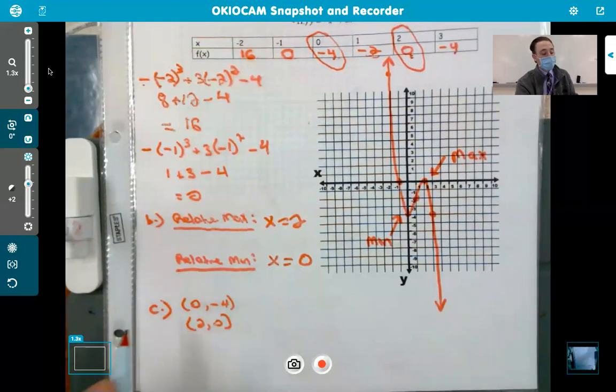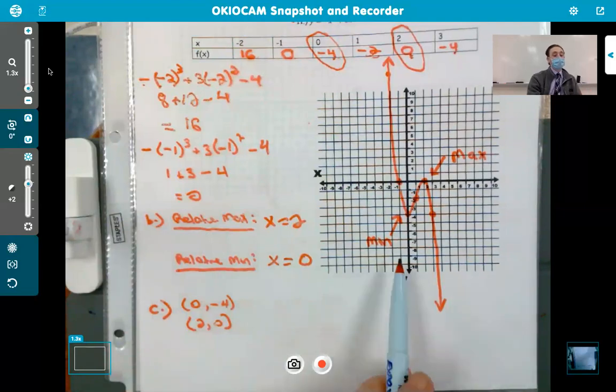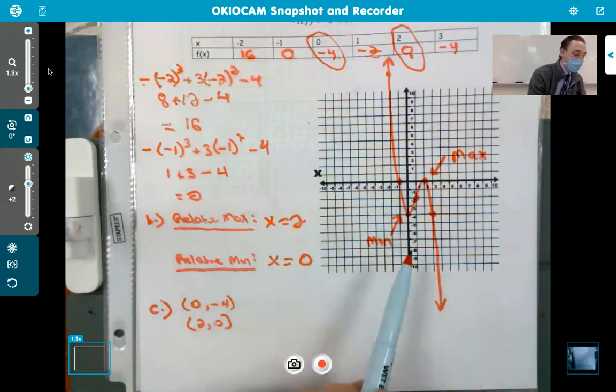Remember that the turning points, min and max, are the same thing, right? It's the transition from increasing to decreasing, decreasing to increasing. Well, that's the same thing as what happens with the max and min, right? That's how we find that out on our table. We can do the same thing with the turning points.